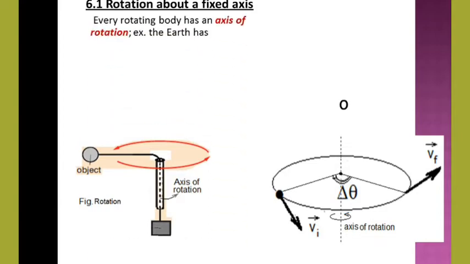For example, when the earth is rotating about its own axis, or about the sun in the solar system, it has an axis of rotation. When you are opening or closing a door, the door hinge is the axis of rotation.